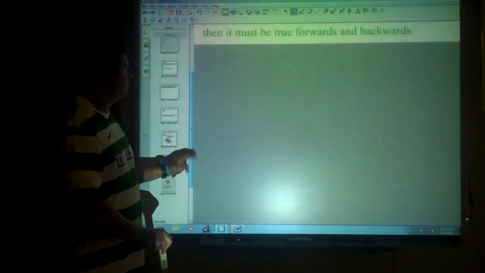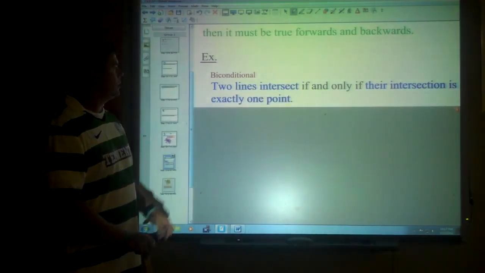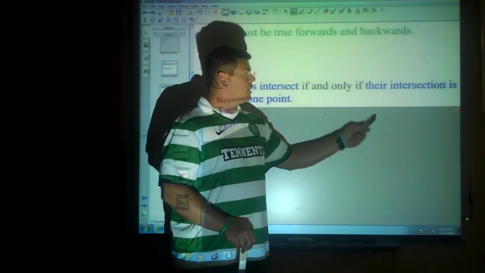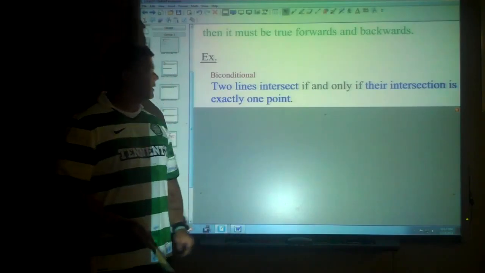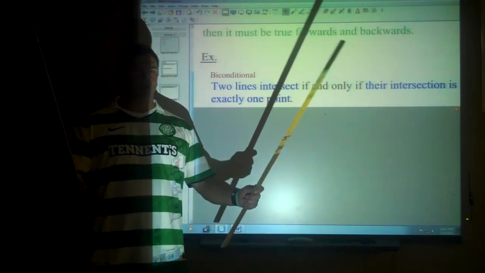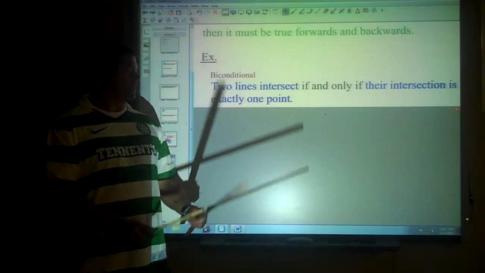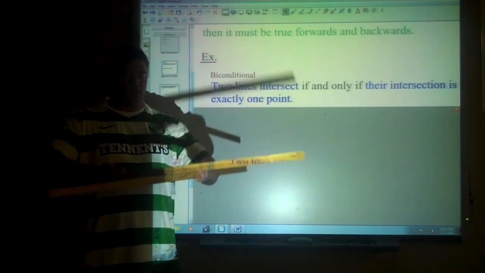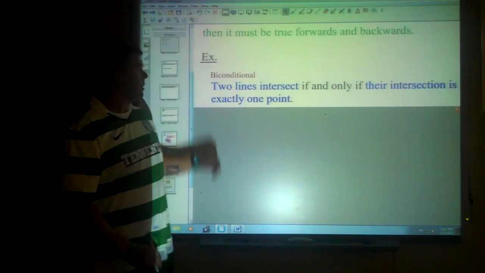Here's another example. Say we have this biconditional statement. Two lines intersect if and only if their intersection is exactly 1 point. Two lines intersect, so here's two lines right here that intersect, if and only if it's exactly 1 point. Is it possible for these to intersect at 2 points at the same time? No, not without bending the lines. Alright, so that's the biconditional.